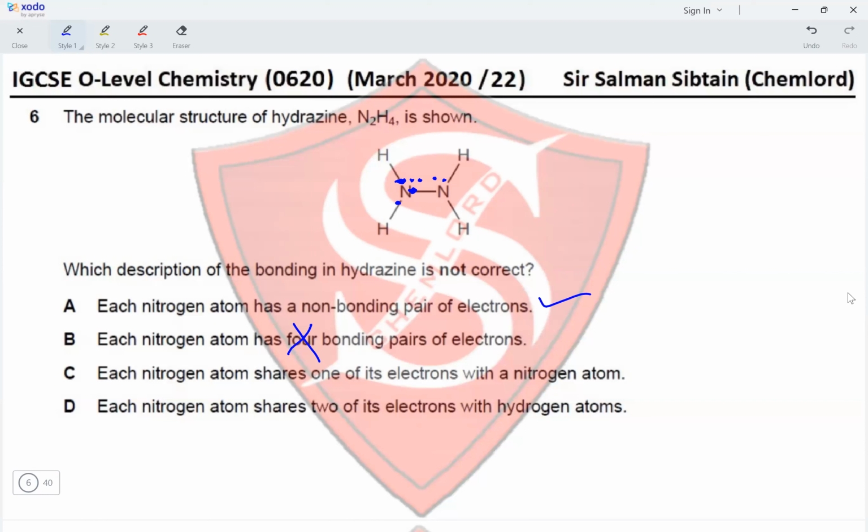Yes, there is a nitrogen-nitrogen single bond present in hydrazine. So this is correct. Each nitrogen atom shares two of its electrons with hydrogen atoms. Yes, one with each hydrogen atom that is covalently bonded to each nitrogen atom. So this is correct as well. Therefore, the correct option for this question is option B.